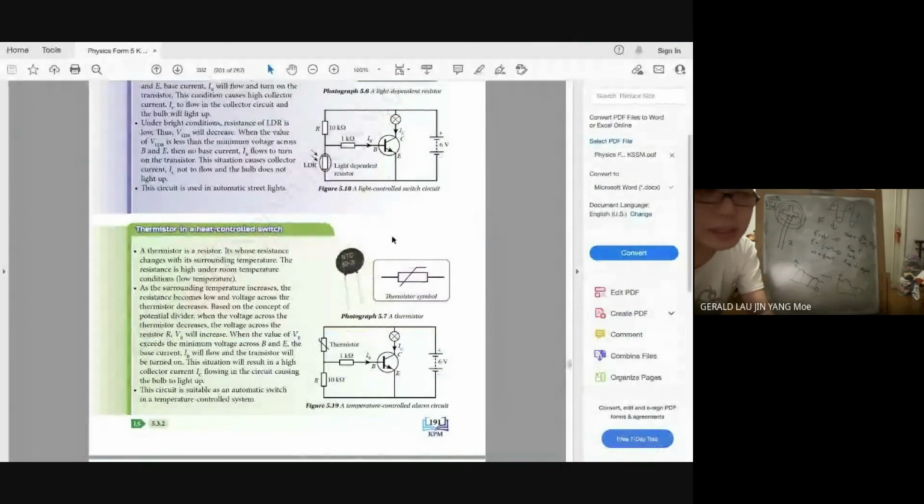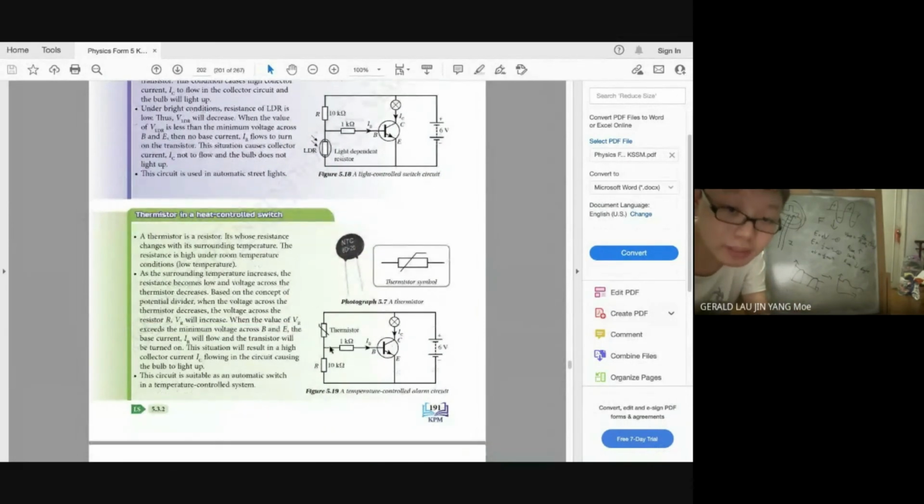Okay. The thermistor is different. A thermistor is a resistor, but you see the position. The thermistor here is at the collector, the same as C. It's up here at the collector. But the LDR is at E over here. That's why it will be the opposite. Okay? A thermistor is a resistor.